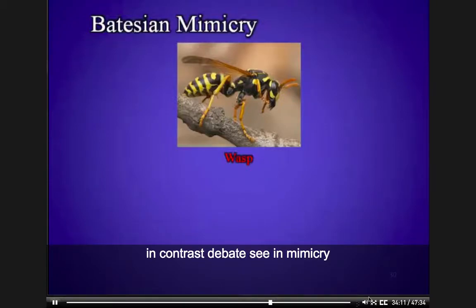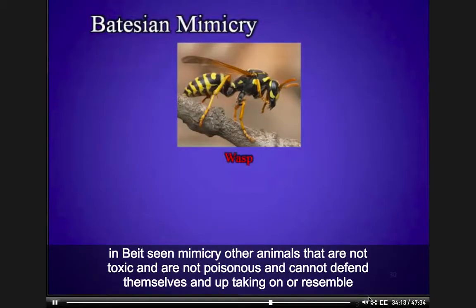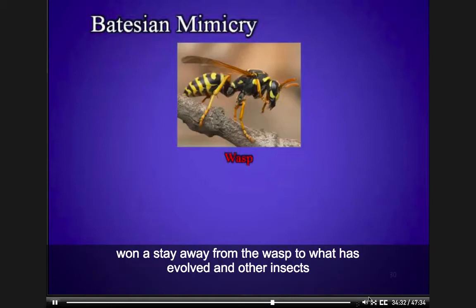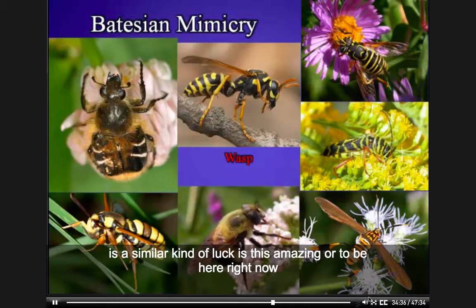In contrast to Batesian mimicry. In Batesian mimicry, other animals that are not toxic and are not poisonous and cannot defend themselves end up taking on the look or at least resemble something that is toxic, poisonous, or can defend itself. So here's that wasp again. Obviously, you want to stay away from the wasp, but what has evolved in other insects is a similar kind of look. Isn't this amazing?